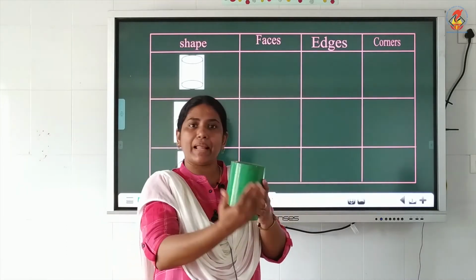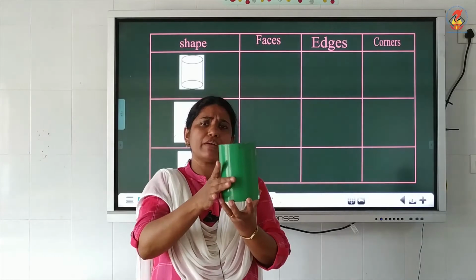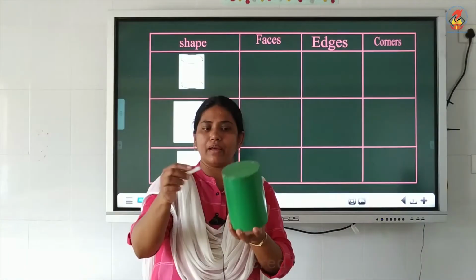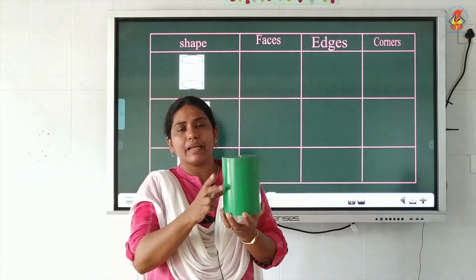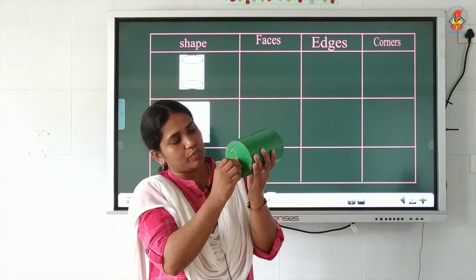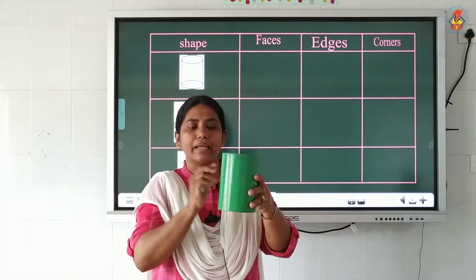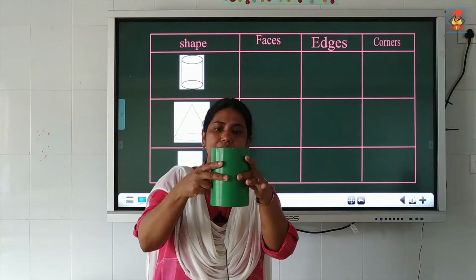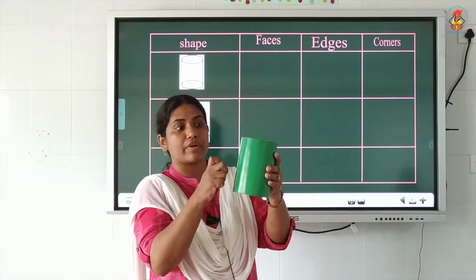Face is the plane surface, is it? So how many faces are there for a cylinder? Look children, at the top here one face, is it? Now down two. So 1, 2. Now this is also a face where I am touching this cylinder. This is also a curved face.